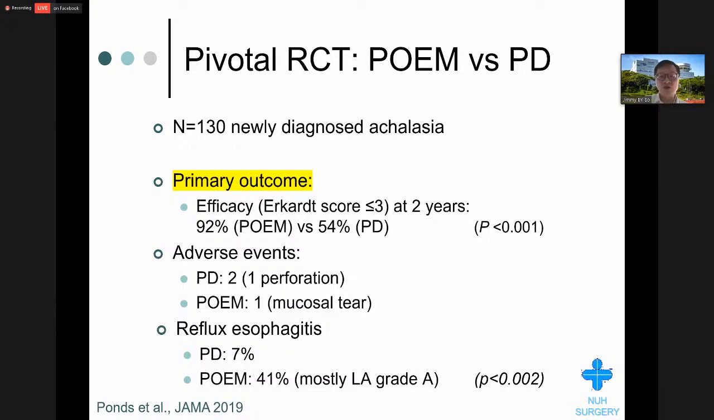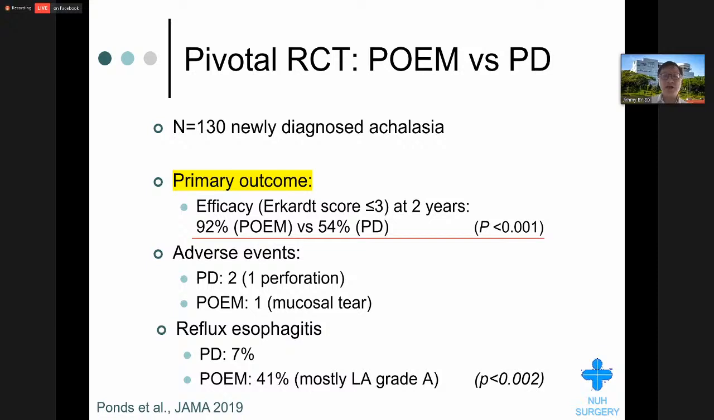In terms of adverse events, both procedures are relatively safe. There's 1 perforation for pneumatic dilatation. You can see that this is a serious complication. And there's also 1 mucosal tear in POEM. But in terms of reflux esophagitis, the study also showed that POEM has a higher risk of reflux esophagitis. Most of them are LA grade A. I think these studies, Philip is one of the principal investigators for these studies.